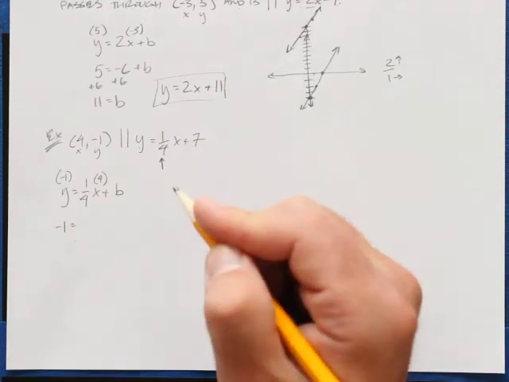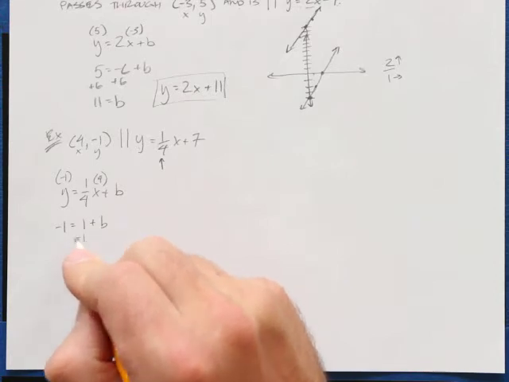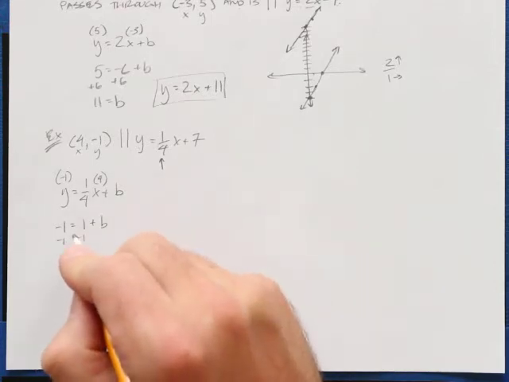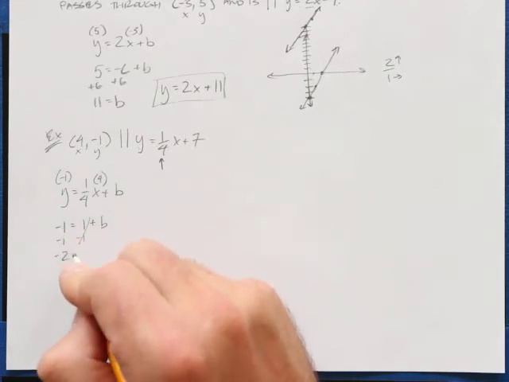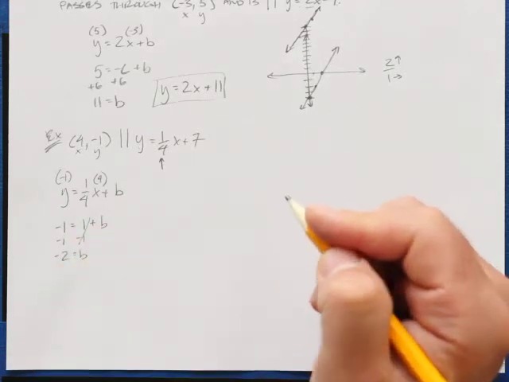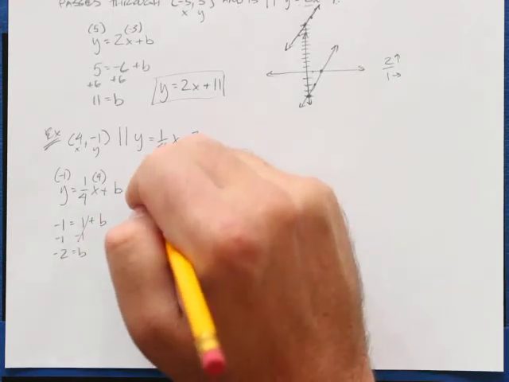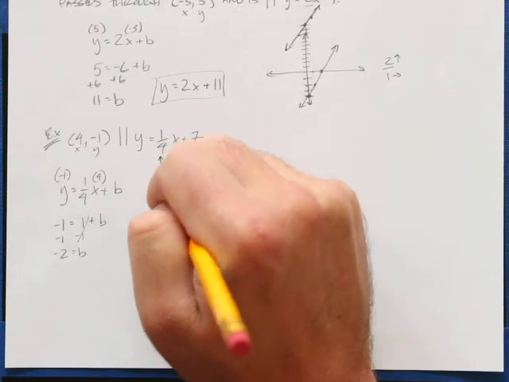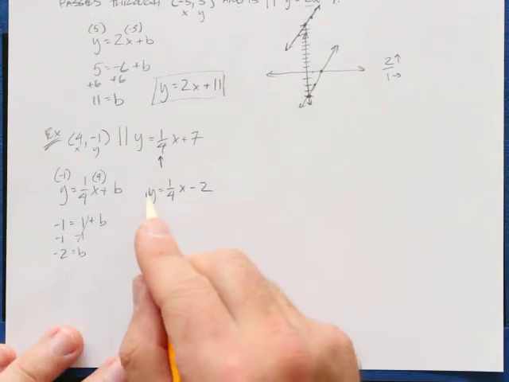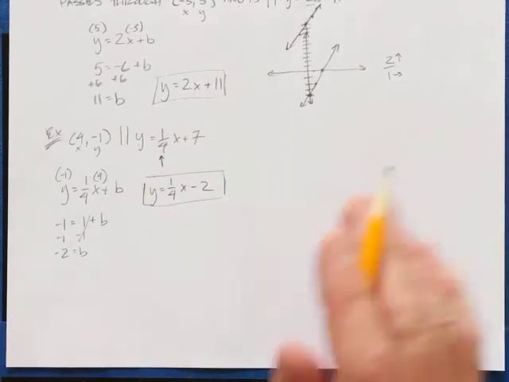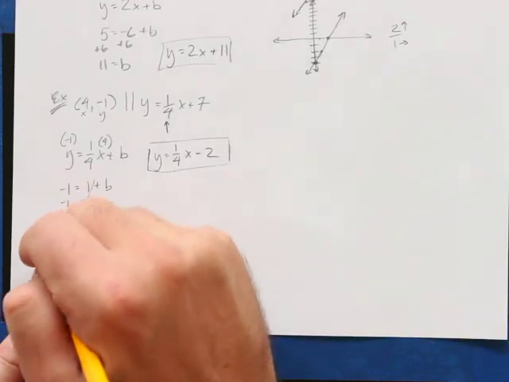Negative 1 equals 1/4 of 4, which is 1, plus b. I'm going to subtract 1 from both sides. 1 and negative 1 is 0. Negative 1 and negative 1 is negative 2. So my y-intercept is negative 2. So now I just rewrite this whole guy again: y equals 1/4 x minus 2. And I have completed my equation. Let's have you do one.